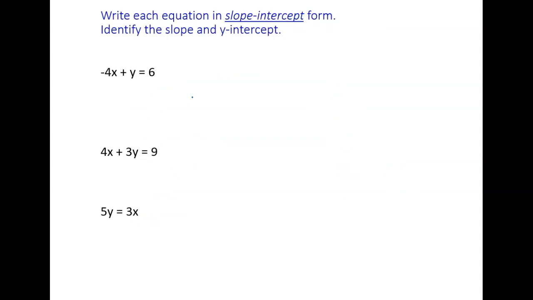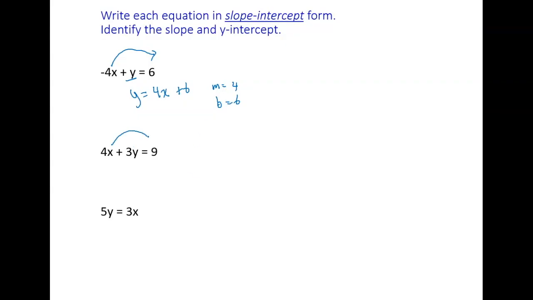I'll do a couple more. So y by itself, I'm going to bring this 4x over. This time, it's going to become a positive 4x because it was a negative first, right? So we have 4x plus 6, and I'm done because there's nothing else attached to the y. So then my slope is 4, and my y-intercept is 6.